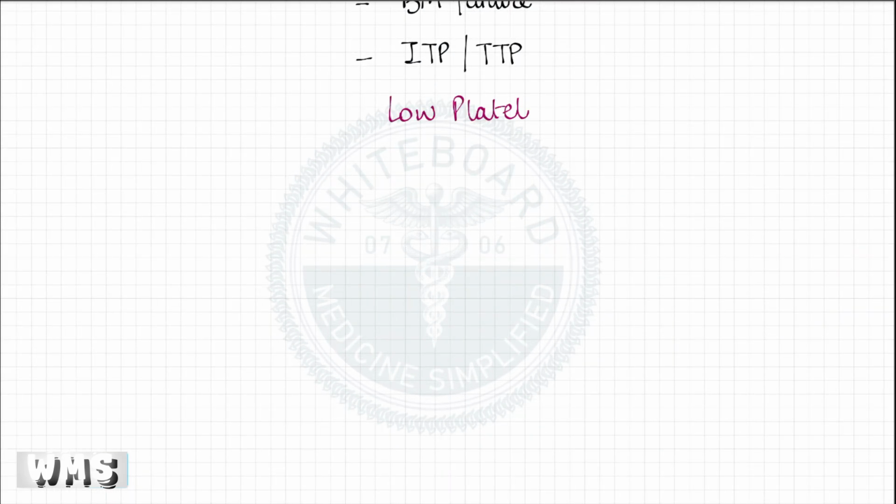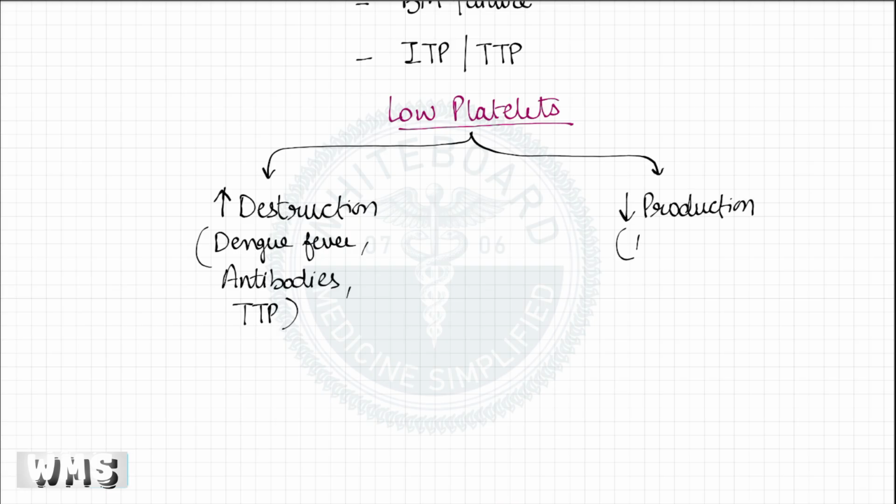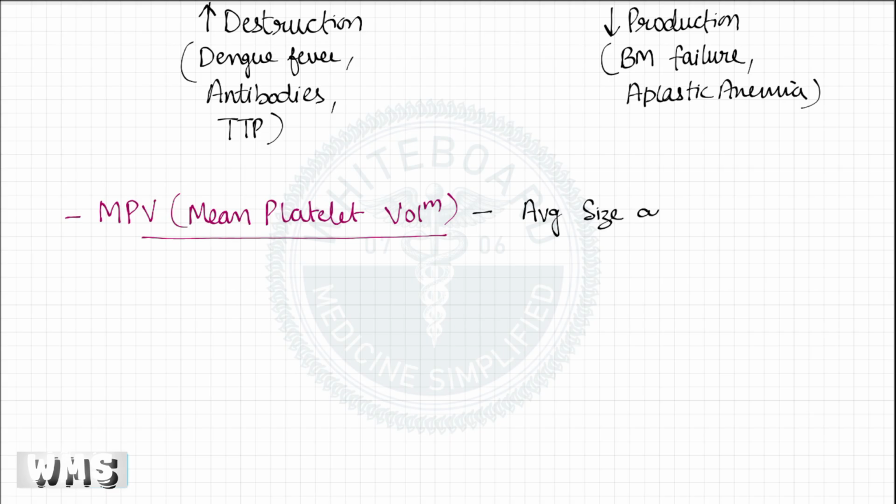Now, this is important. If platelet count is low, it can be because of increased destruction, for example, in dengue fever because of antibodies, or TTP, or there is decreased production, for example, in bone marrow failure or aplastic anemia. To tell whether the low platelet count is because of destruction or less formation, we use the MPV value, that is, mean platelet volume.